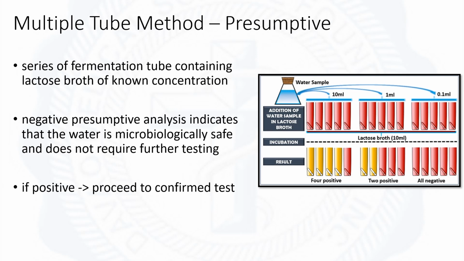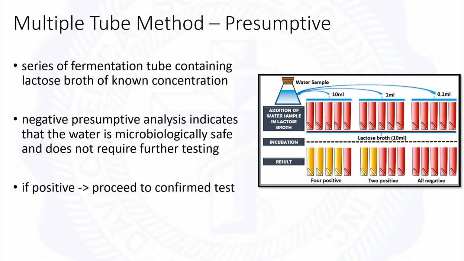The presumptive test can be defined as a screening test which involves a series of fermentation tubes which contain lactose of known concentration. So these are lactose broth. As you can see, you have three sets. In the first set, 10 ml of water sample is added, and in the last set, you have your 0.1 ml water added. The test tubes have a known concentration of your MacConkey broth.